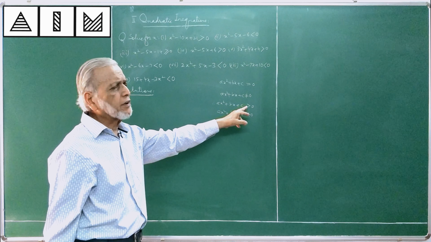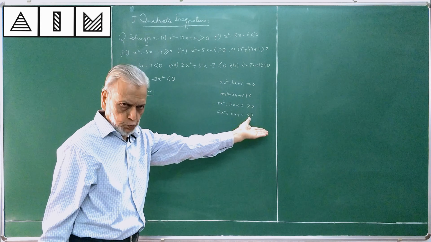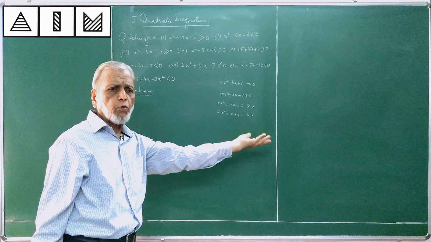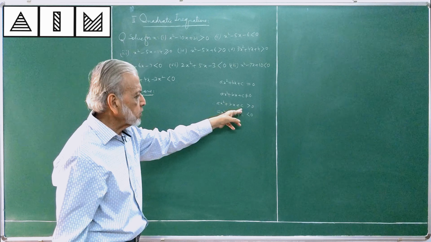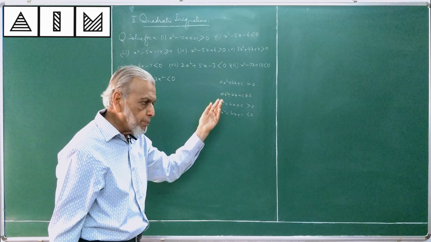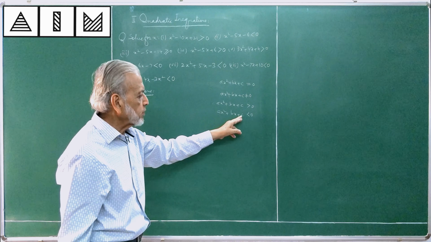Better not to say greater than 0, better to say ax square plus bx plus c positive. Greater than 0 means positive numbers only. So it is better to read ax square plus bx plus c greater than 0 as ax square plus bx plus c positive, and ax square plus bx plus c negative.